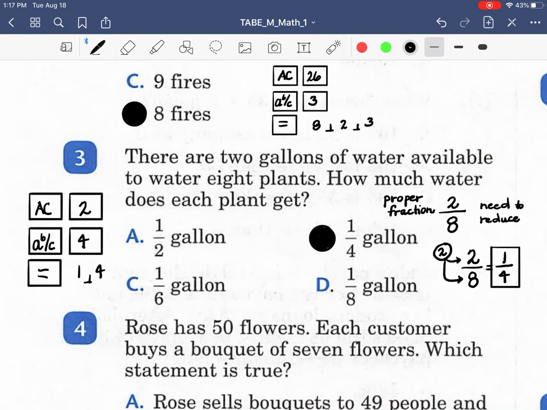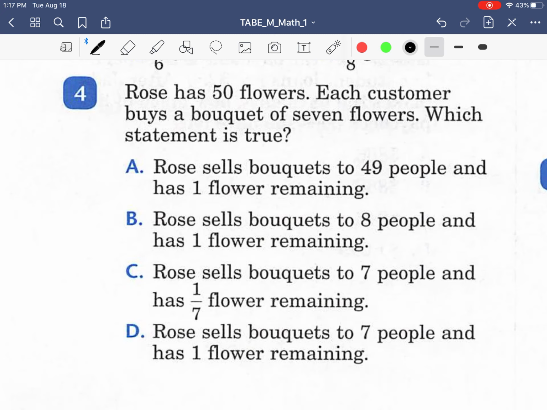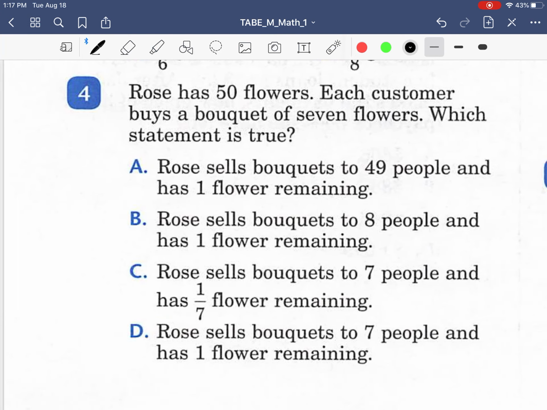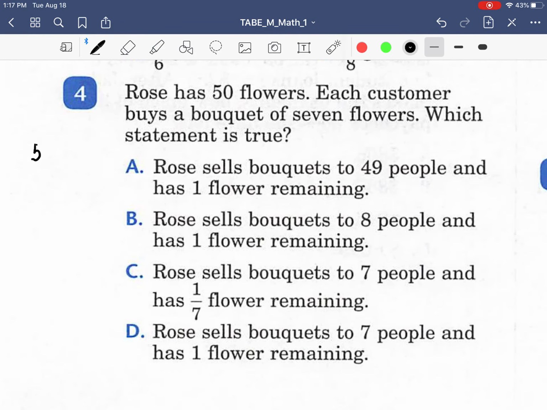Number 4. Rose has 50 flowers. Each customer buys a bouquet of 7 flowers. So which statement is true? Well, 50 divided by 7. So this is an improper fraction. It's top heavy. So we do need to go through the long division to turn that into a mixed number.